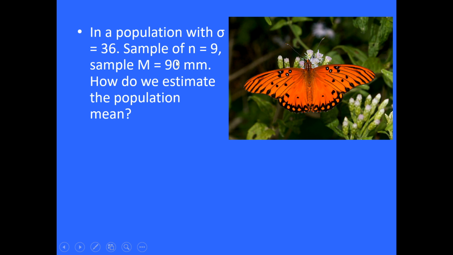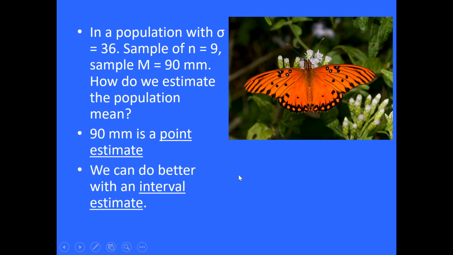What we have here, this 90 millimeters, think of that as an estimate of the population mean. Without any other information, somebody comes up to you and says, how big are these butterflies? One thing you might give them is an average. An average is what is called a point estimate. That's valuable information. It tells us approximately how big these butterflies are. But remember, it's only based on our sample of 9. We can do a little better than a point estimate with something called an interval estimate, and that is what this whole chapter is about. So what you're going to be doing is generating interval estimates.